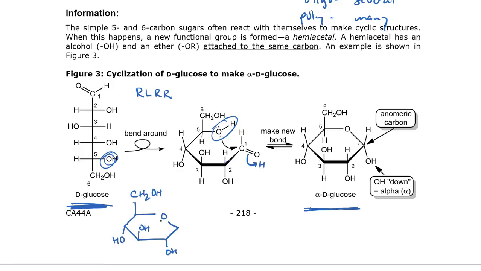And then you actually have 2 choices for where you put this new OH group. You can put it down, which is alpha, or you can put it up, which would be in the beta position. So this is alpha D glucose, but what I've drawn over here is beta D glucose. The difference between alpha and beta is where you put that OH group on carbon number 1.